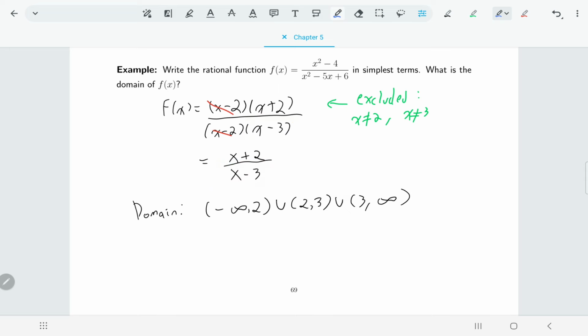This is how we'll decide whether it's a hole in our graph or whether it's a vertical asymptote. If we have a factor that remains once we're in simplest terms, that's telling us that we'll have x equals 3 as the location of a vertical asymptote. The x minus 2 that we had as a factor and were able to completely get rid of, because that was the case for x minus 2 as a factor, that's telling us that the location of a hole will be when x is equal to 2.